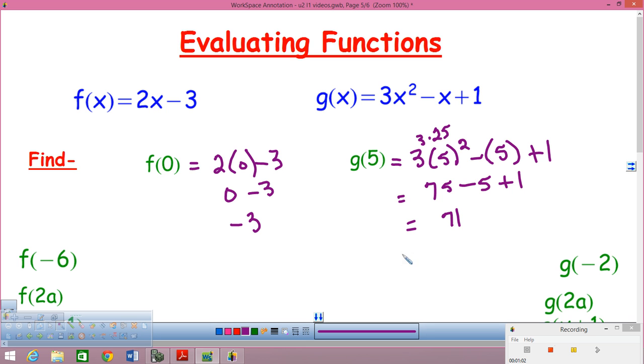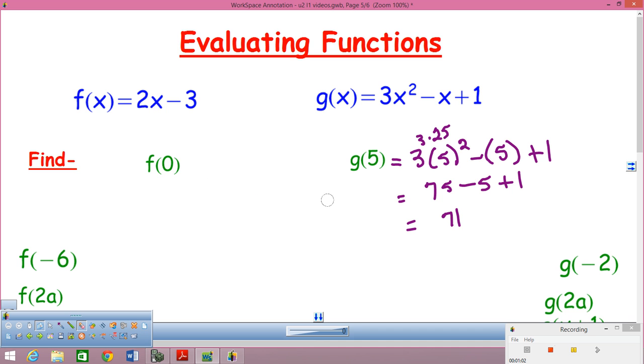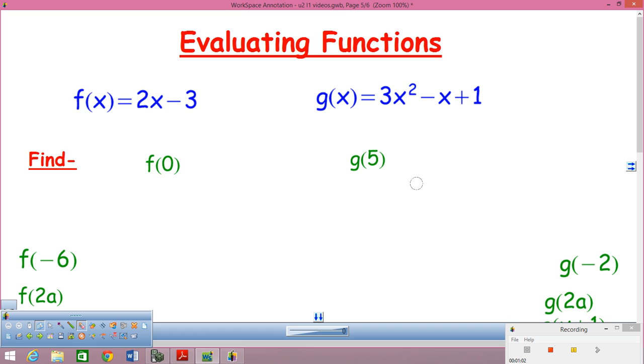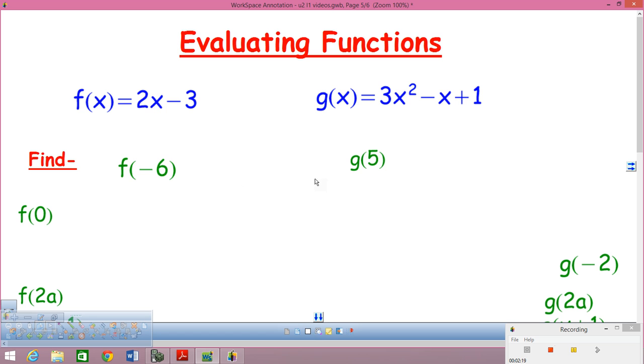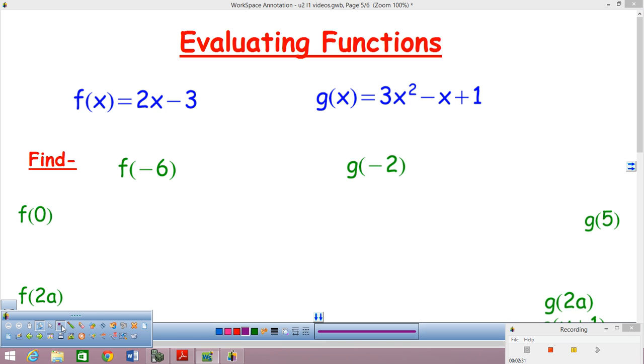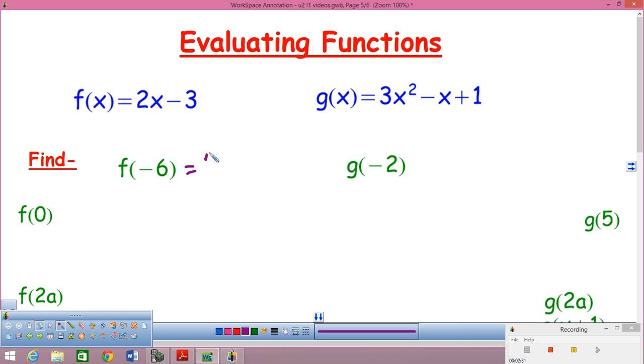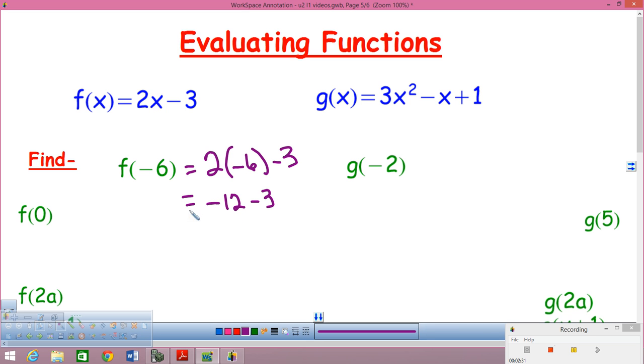Well, let's look at it with some negative numbers. Sometimes those negative numbers will trip us up. Let's try f of negative 6, and we'll try g of negative 2. Let's do the f function first. x comes out, negative 6 goes in its place. 2 times negative 6 is negative 12 minus 3. That then is negative 15.